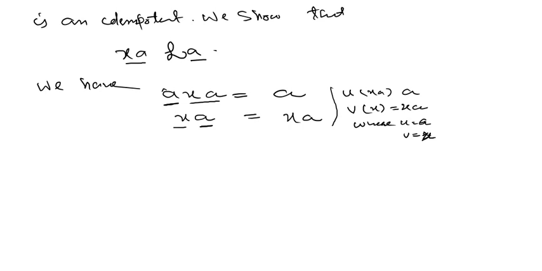Therefore this element XA is L related to A, which implies that XA belongs to the L class of A. Sorry, it's the L class of A. It's not cursive L, it's a simple L. It's the L class of A.